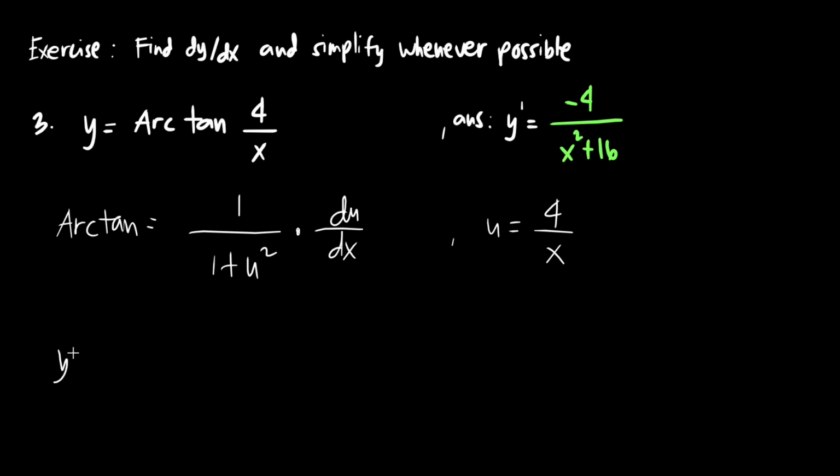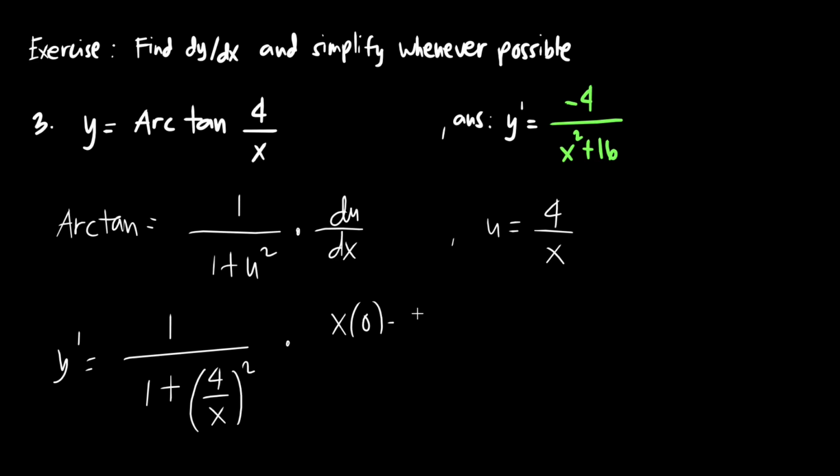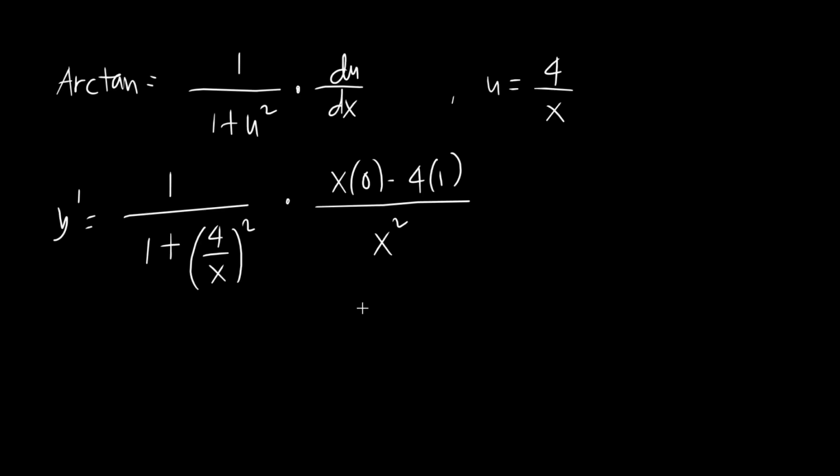So y prime is equal to 1 all over 1 plus u squared, where u is equal to 4 all over x, squared. So d over dx: we have x times the derivative of 4, which is 0, minus 4 times the derivative of x, which is 1, all over x squared.